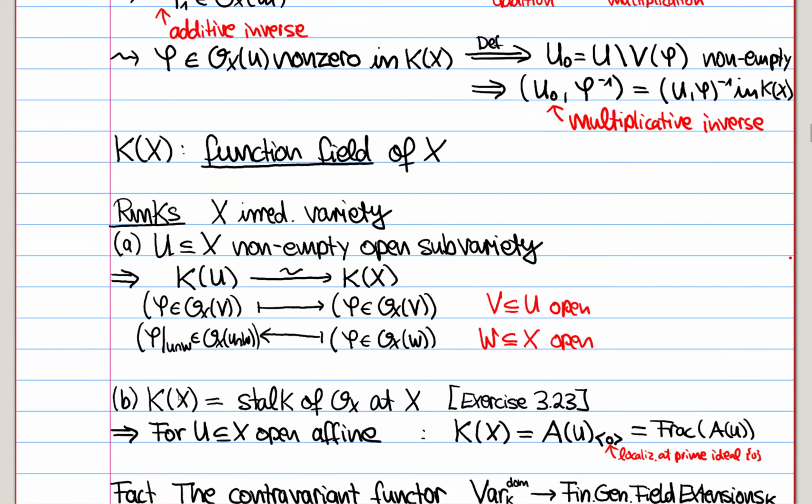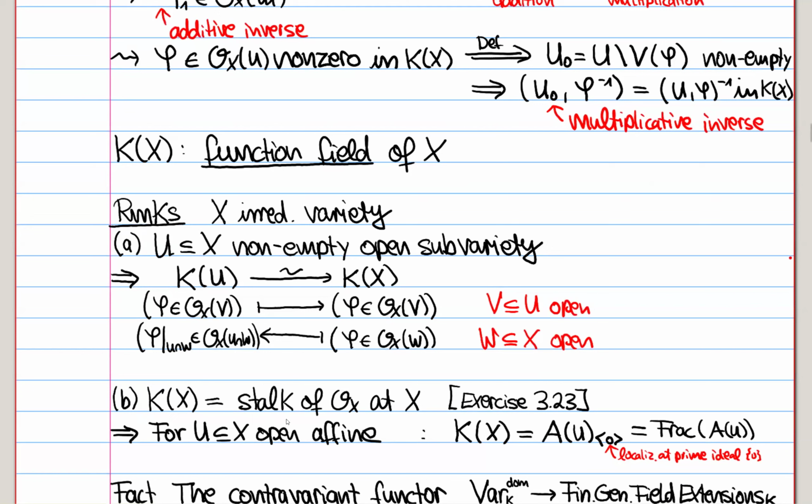Namely, for this, we observe one more thing which appeared in an exercise, namely that K of X is, if you go through the definition, exactly the stalk of the sheaf O of X at the irreducible set X. So in this exercise, more generally, we had that if X is a variety and we have some irreducible subset, then we can take the stalk of the sheaf at the irreducible subset.